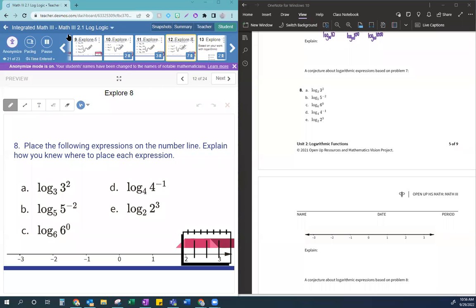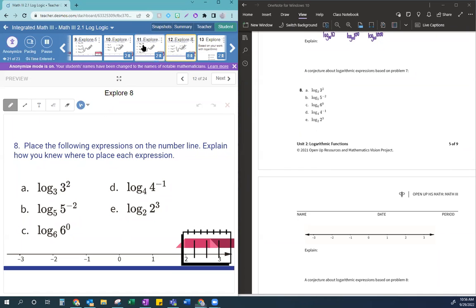All right. So we're in Math 3 2.1 Desmos slide 12. We're going to start with slide 12, which is also number 8 in our Ready, Set, Go. Does anybody notice anything here? What do you notice about all of these?